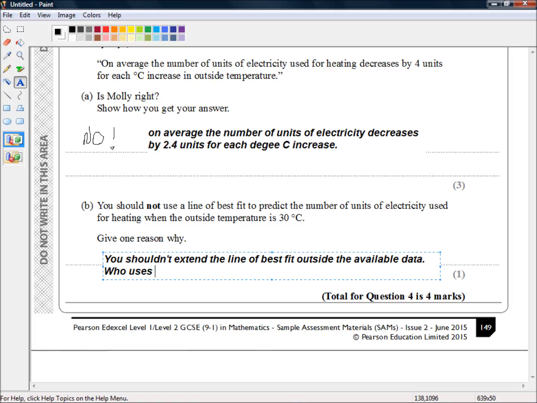Who uses electricity to heat? Actually, who heats their house when the outside temperature is uncomfortably hot?